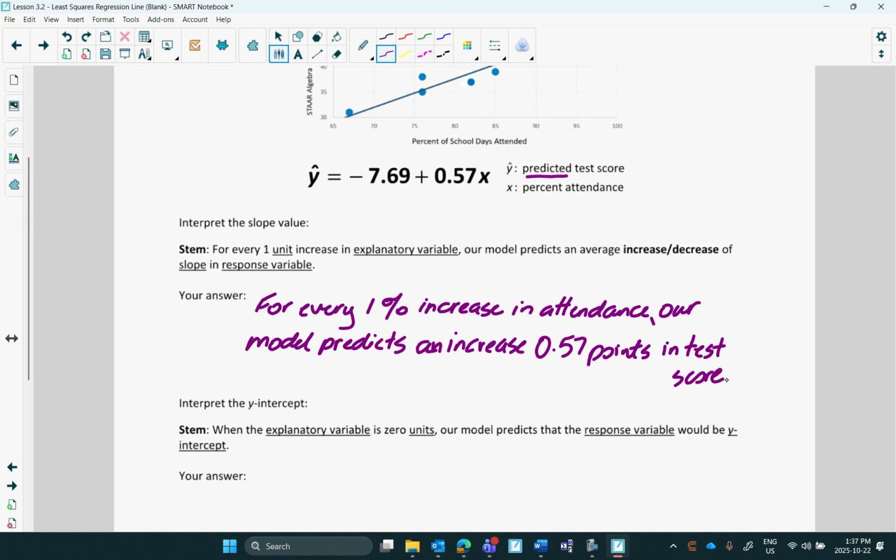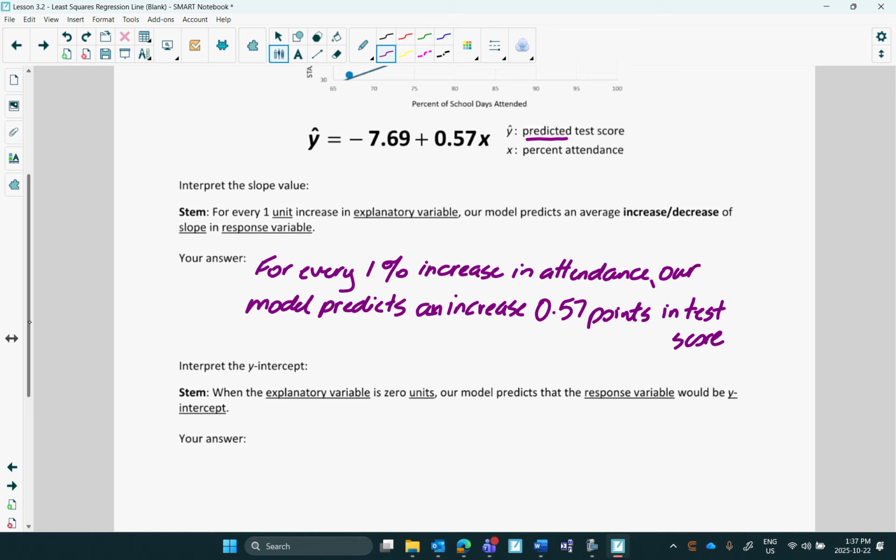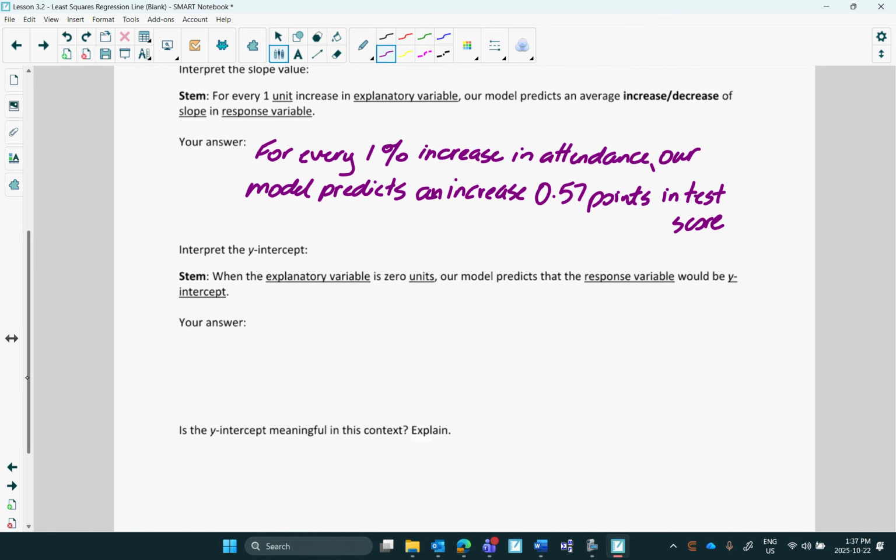It doesn't have to be perfectly like that, but you have to talk about how a 1 unit increase in the explanatory variable results in a slope increase or decrease in the response variable. For the y-intercept, this is sort of the general sentence that you use to explain that. The y-intercept is when x is 0. So when the explanatory variable, which is x, is 0, our model predicts the response variable will be whatever the y-intercept is.